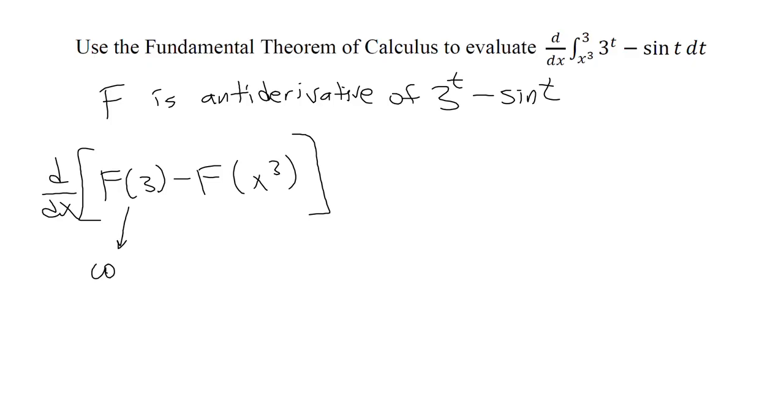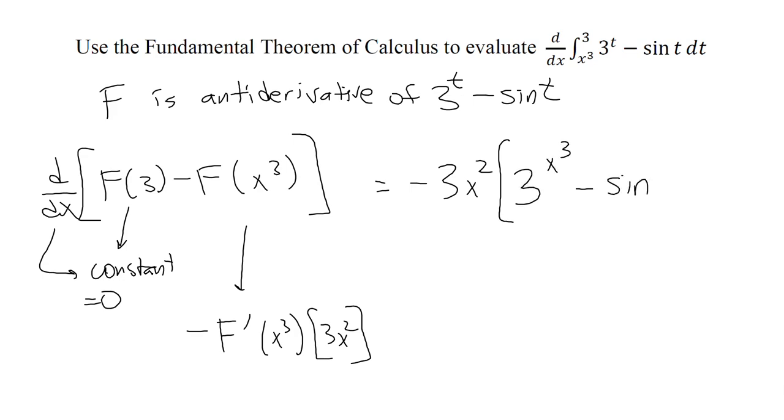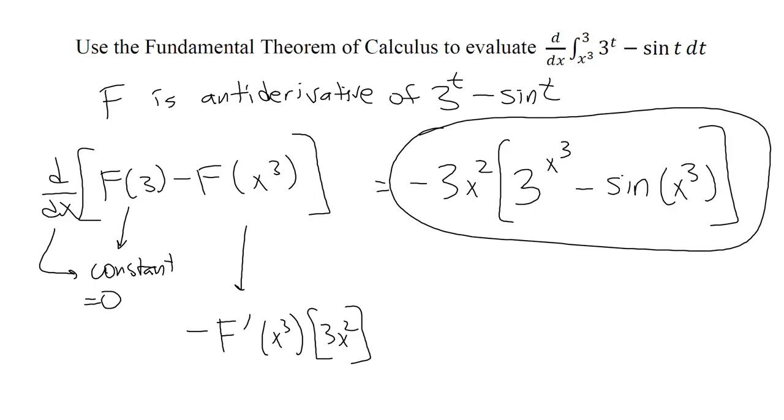The capital F of 3 part is, again, a constant, so its derivative is 0. And if I take the derivative of negative capital F of x cubed, I'll have negative capital F prime of x cubed times the derivative of x cubed, which is 3x squared. So what we end up with is negative 3x squared times my original function evaluated at x cubed, which will be 3 to the x cubed minus the sine of x cubed. And that should be our final answer.